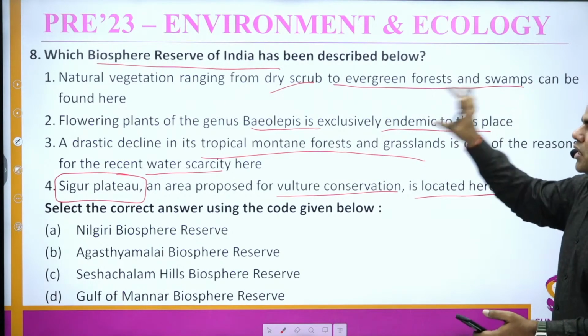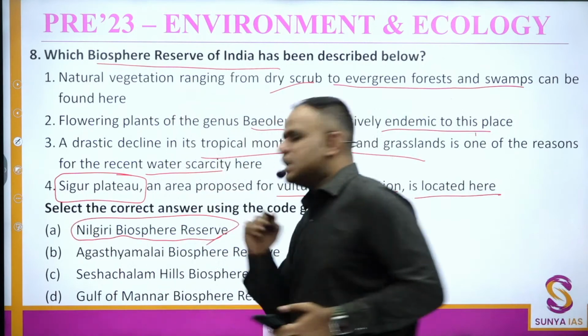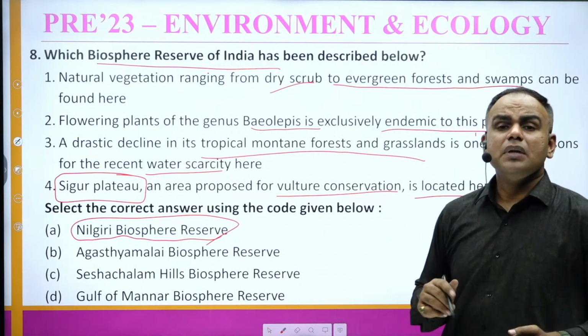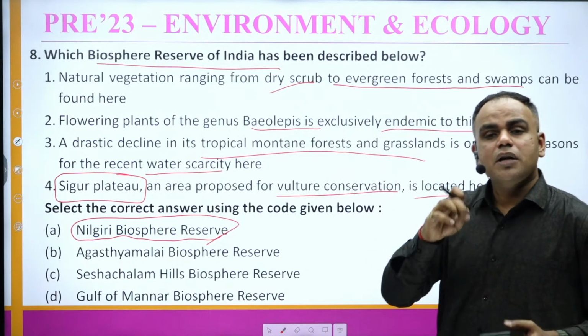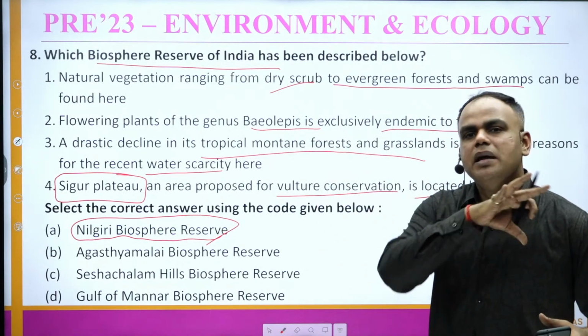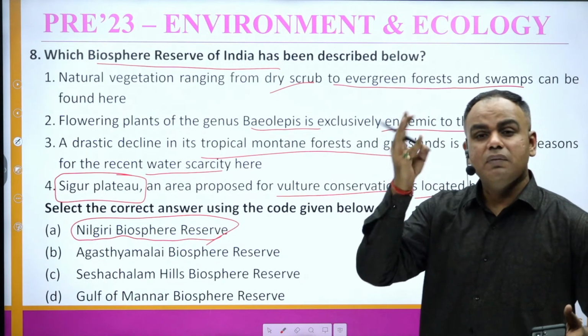Here we are basically talking about a very important Nilgiri Biosphere Reserve. And why are biosphere reserves very important? Because biosphere reserves are large areas within which you can find national parks, and you can even find wetlands.